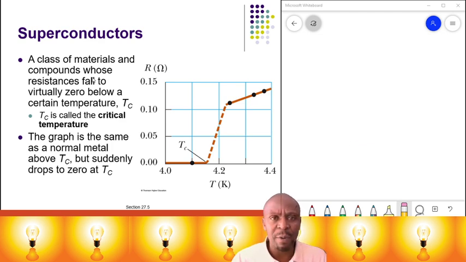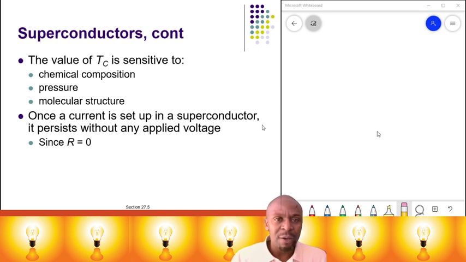Let us also talk about the superconductors, a class of materials and compounds whose resistance falls to virtually zero below a certain temperature, which is called the critical temperature. Now, the resistance as a function of temperature: the resistance here is just zero after reaching that critical temperature. The graph is the same as normal metal above the critical temperature, but suddenly drops to zero at Tc. Now, the value of Tc is sensitive to chemical composition, pressure, and molecular structure.